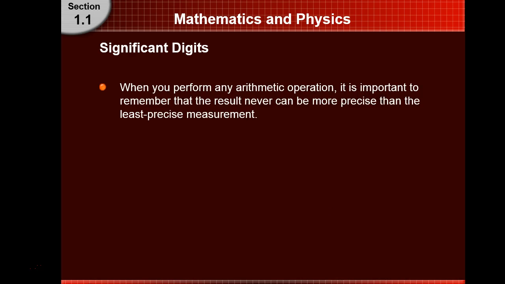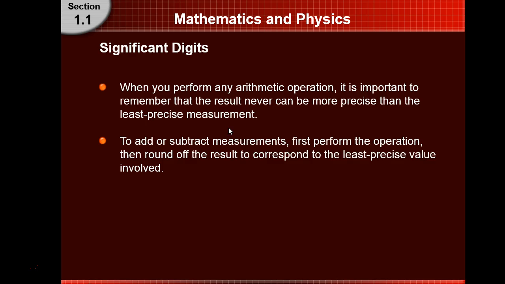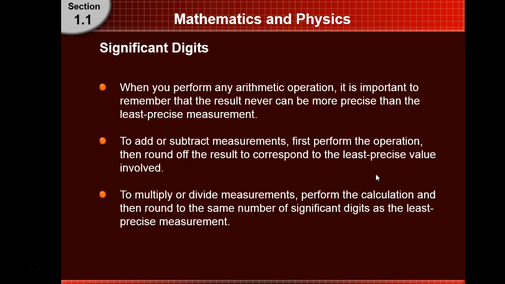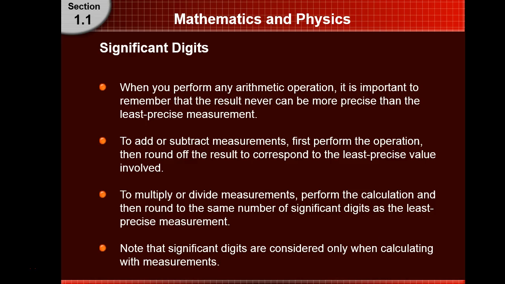When you perform an arithmetic operation, it is important to remember that the result never can be more precise than the least precise measurement. To add or subtract measurements, first perform the operation, then round off the result to correspond with the least precise value involved. To multiply or divide, you're going to perform the calculation, then round to the same number of significant digits as the least precise measurement. Note that significant digits are considered only when calculating with measurements. And again, we will do examples of this to review in class. So I'm giving you the information in this lecture, and then we'll practice it and review and discuss it in class tomorrow.